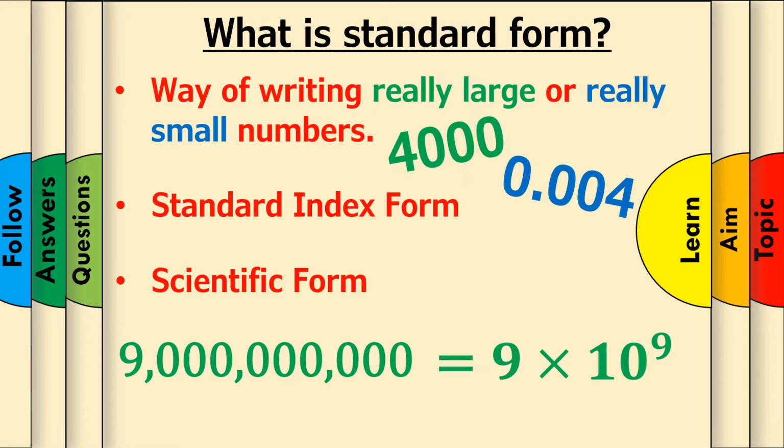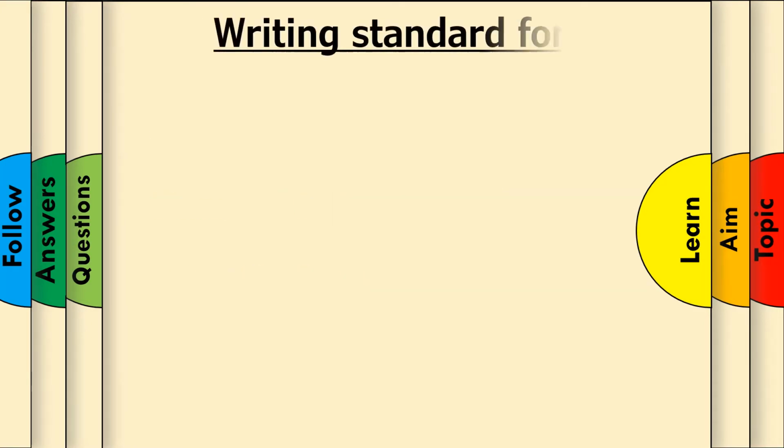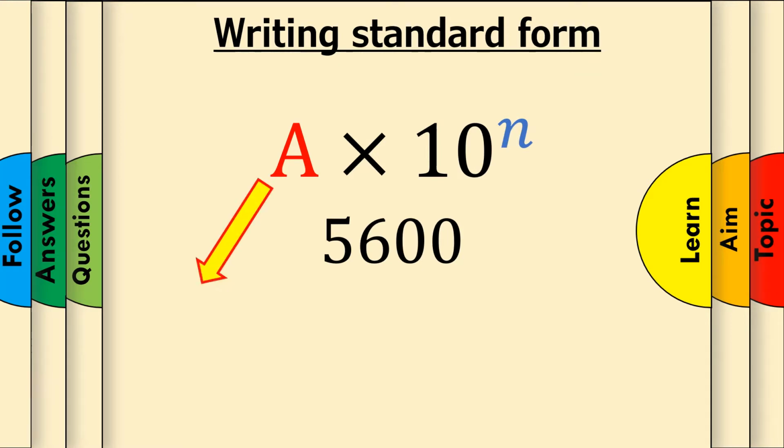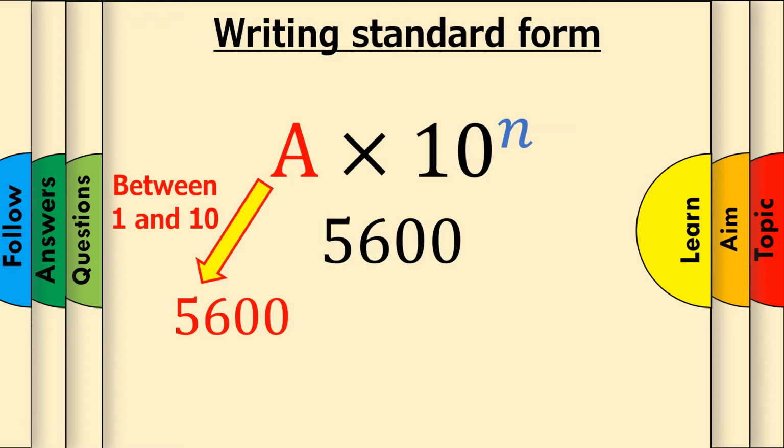That brings us on nicely to writing standard form. It's useful to just learn this style to write standard form. A times 10 to the power of n. Let's say we want to write the number 5600 into standard form. First, to work out A, turn 5600 into a number that is bigger or equal to 1 and less than 10. Here, place a decimal point in to make the number 5.6, which is between 1 and 10.